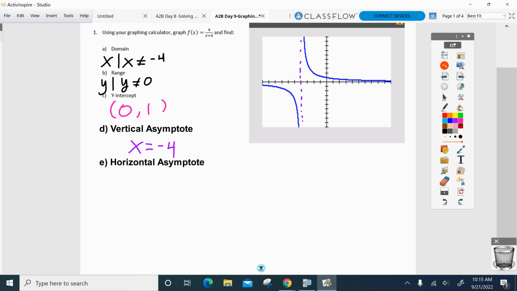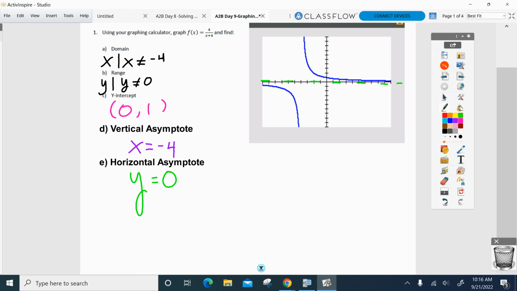All right, what about a horizontal line? Could you find a horizontal line that will never touch the graph? Where's the horizontal line going to be? 0. But now I'm not going to say x equals. It's going to be y equals. So what's the horizontal asymptote always related to? They go together. You find one, you know the other.